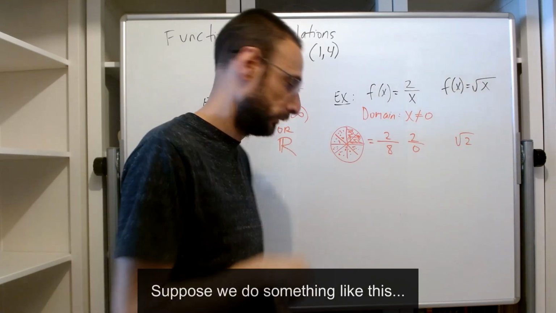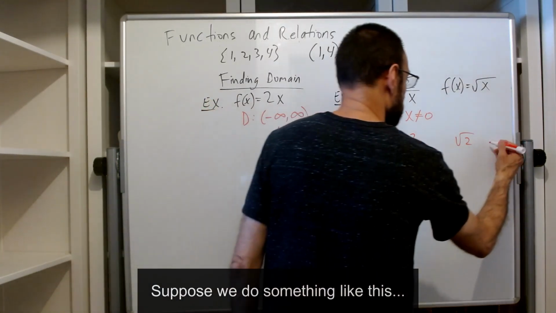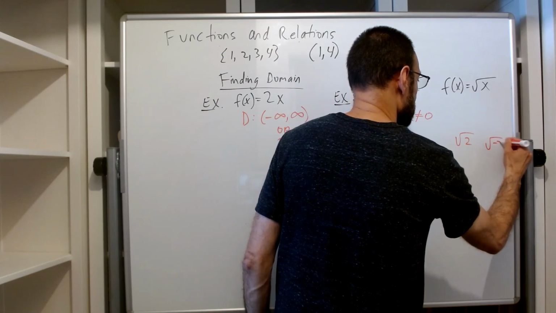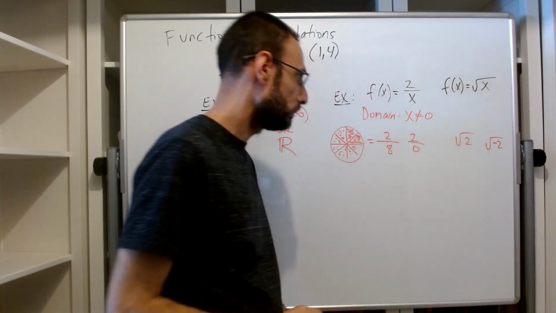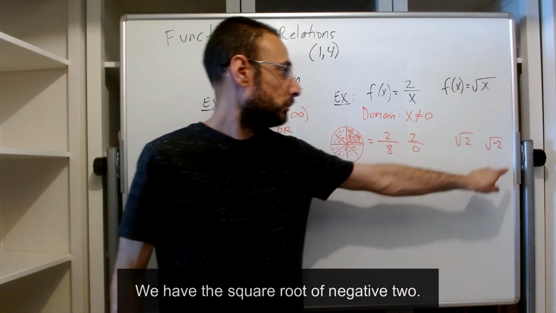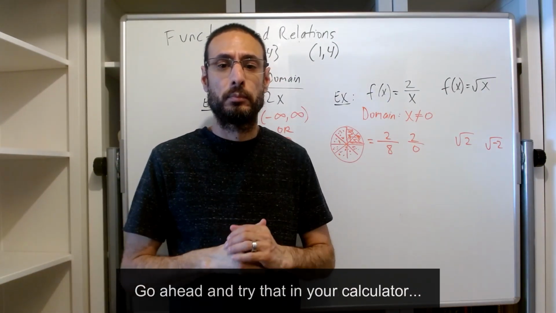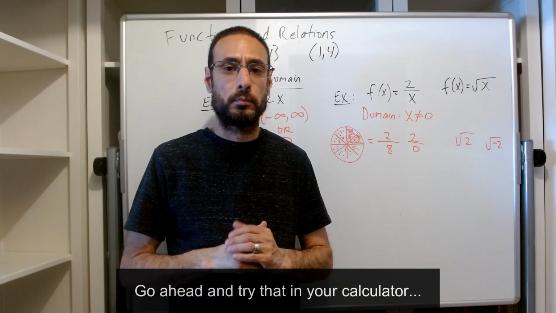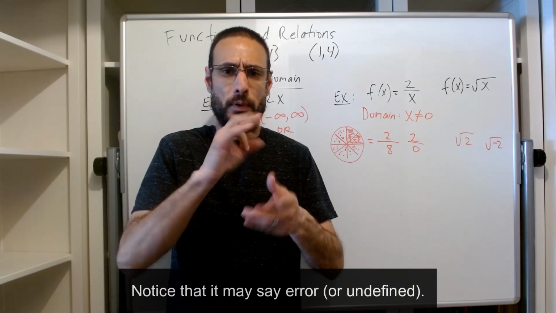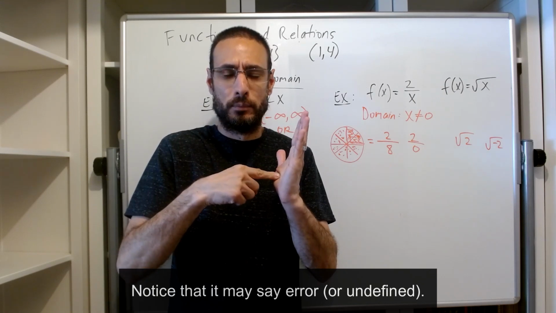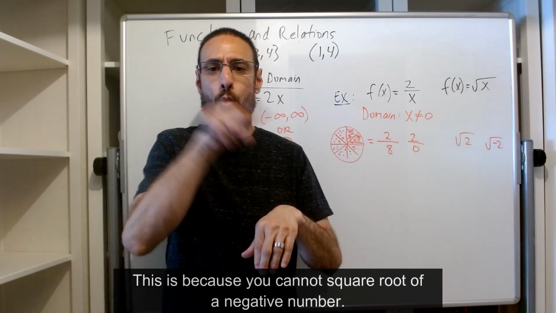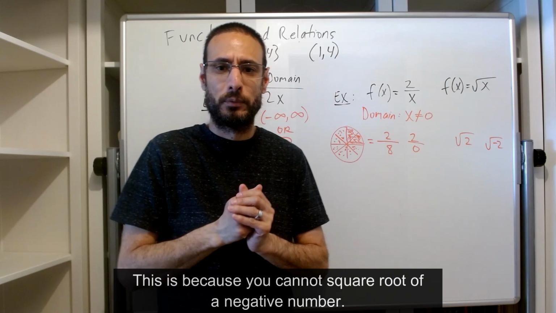Suppose we do something like this. We have the square root of -2. Go ahead and try that in your calculator. Notice that it may say error, or undefined. This is because you cannot take the square root of a negative number.